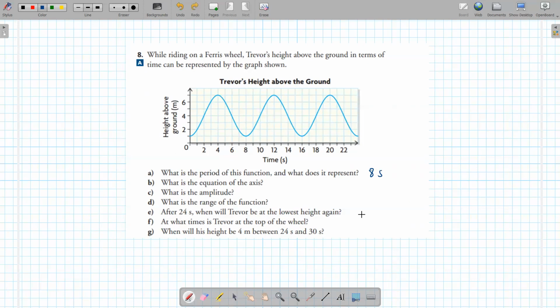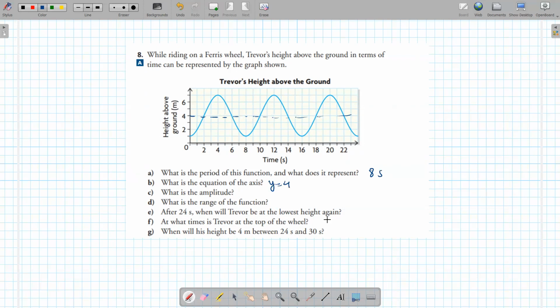What is the equation of axis? Equation of axis is basically the midpoint. What's the midpoint between the max and min? It is 4, yeah, because 7 plus 1 divided by 2. So your equation of axis is y equals 4.